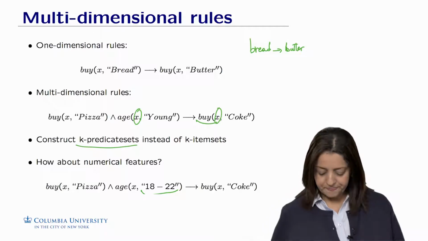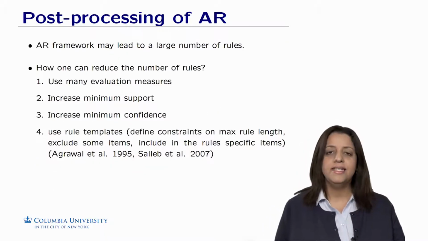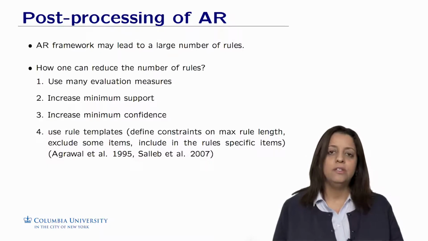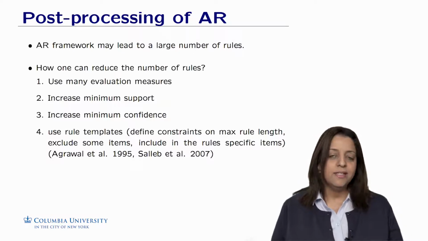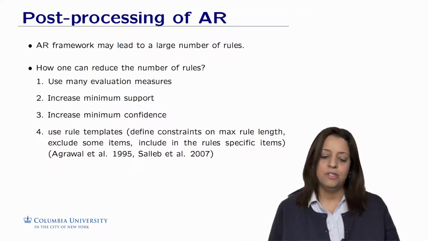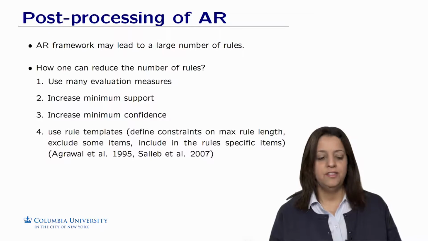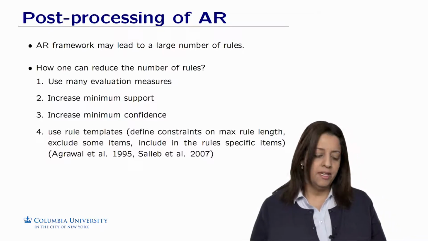Another fact about association rules is that they may lead to a very large number of rules, which makes it difficult to sift through the rules to find the nuggets or the interesting relationships. So how can one reduce the number of rules? This can be done in different ways. We could use many evaluation measures.